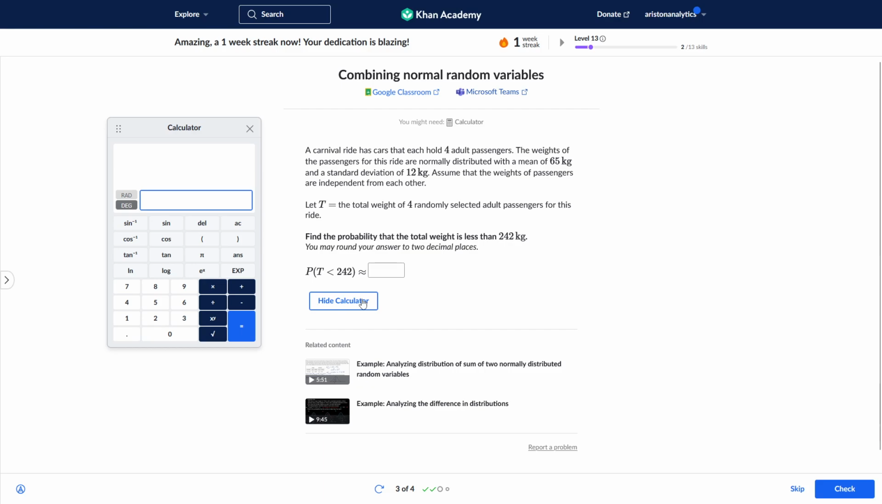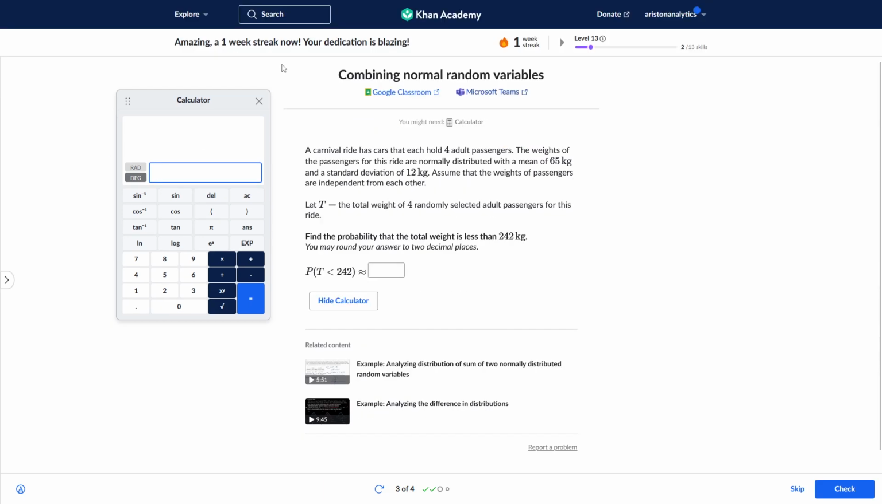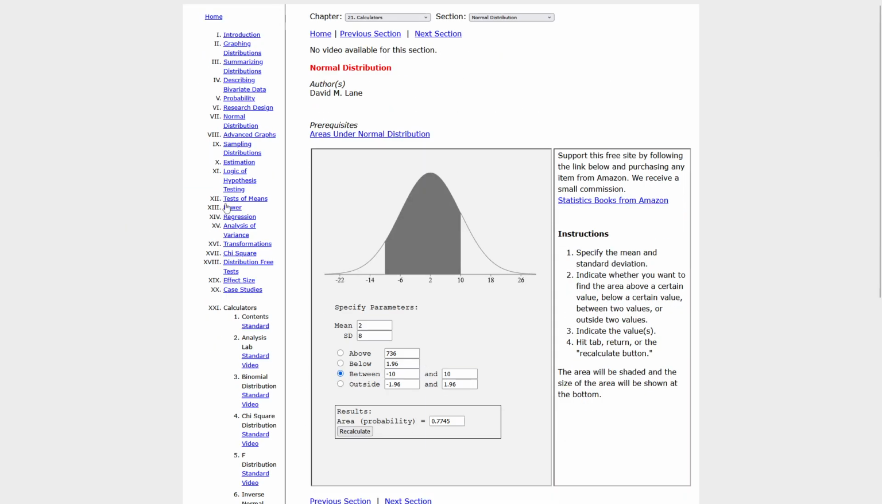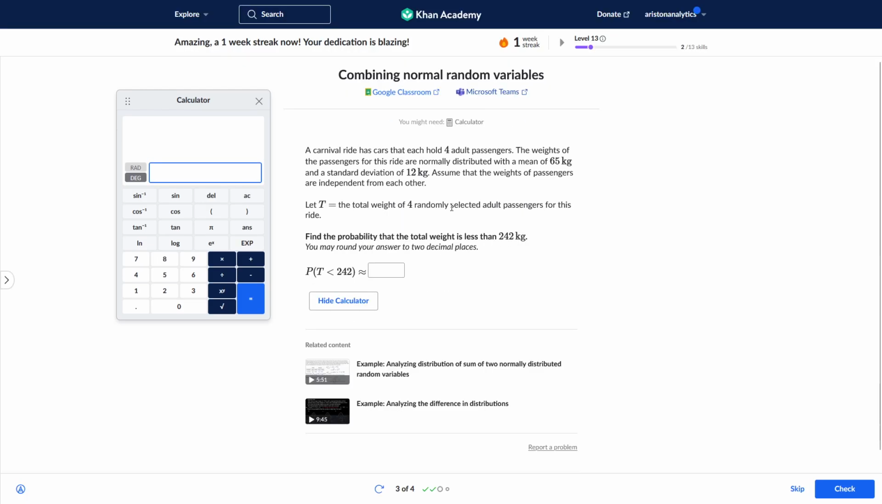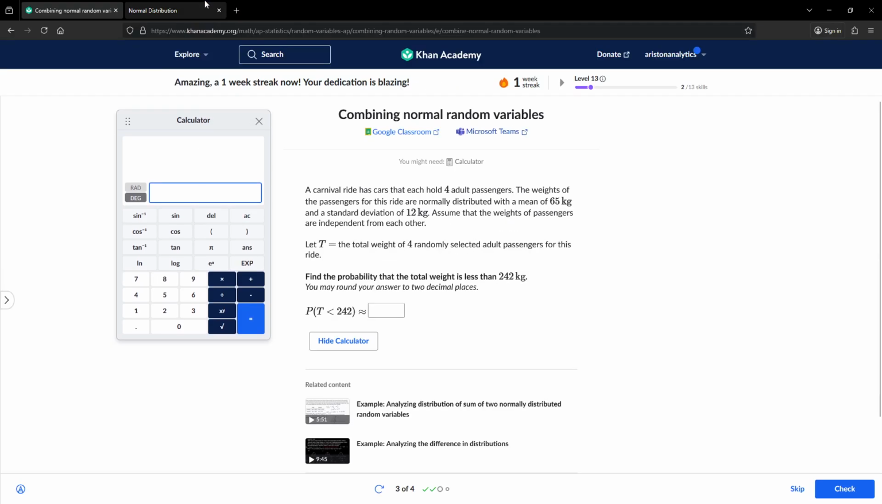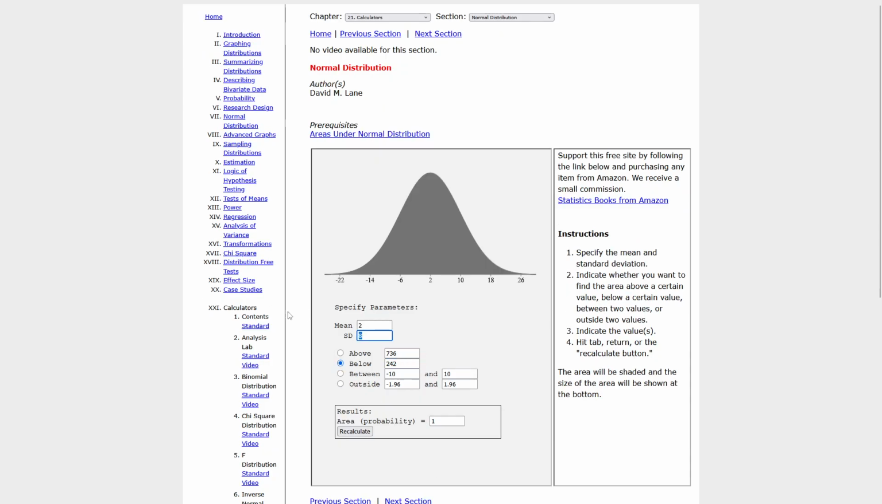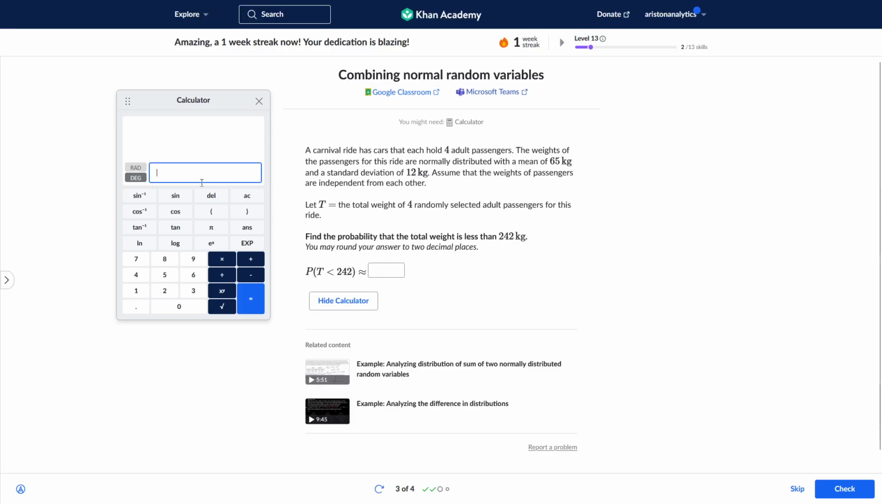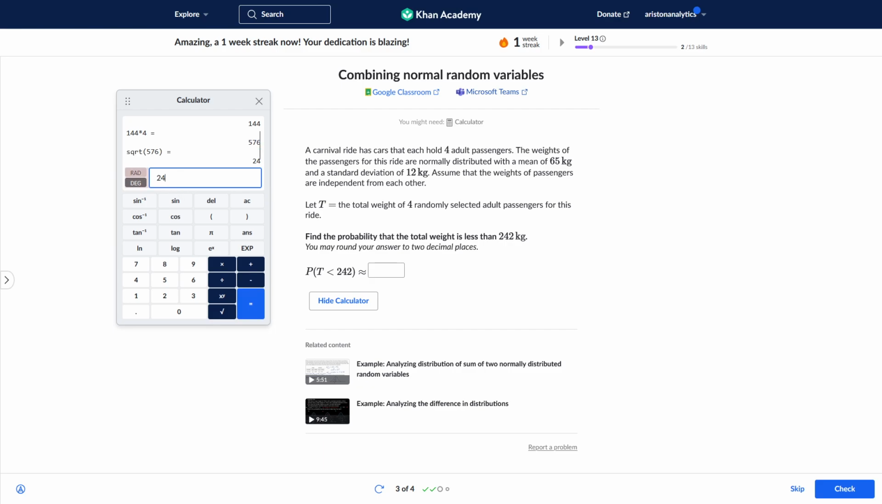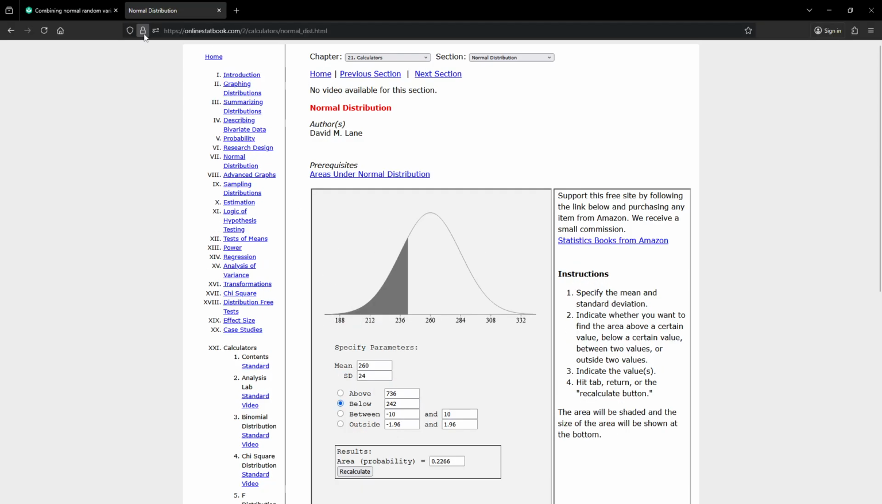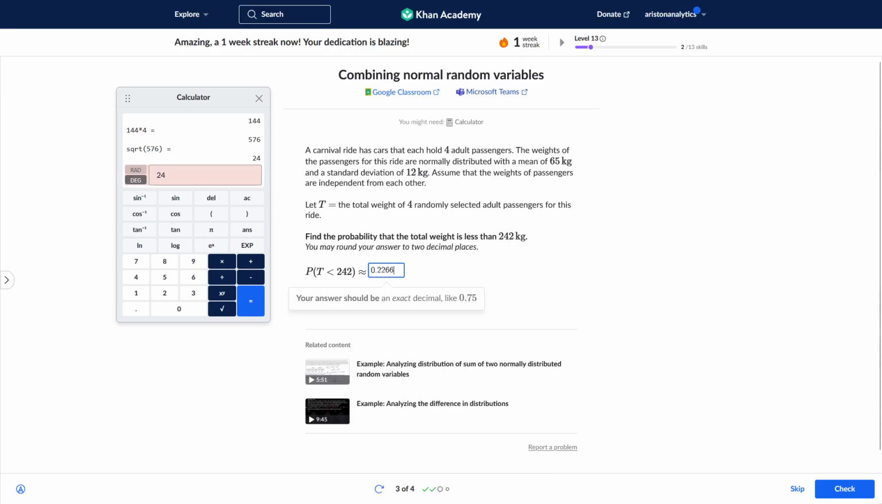Find the probability that the total weight is less than 242. Below 242. 260. 12 to the power of 2 times 4. Square root. 24. Something like that.